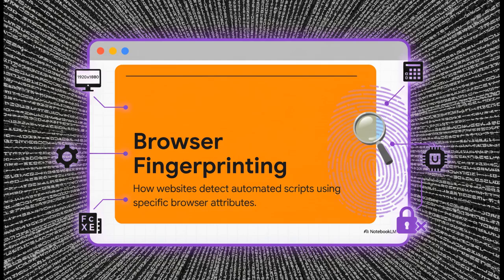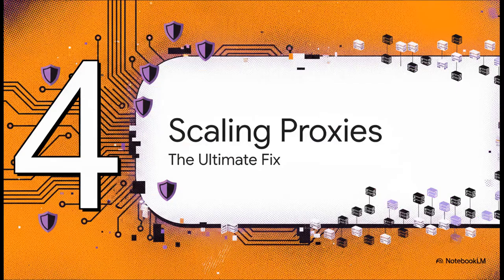Websites are analyzing your screen resolution, your installed fonts, your operating system, everything, to build a unique fingerprint. If your script screams automated bot, boom, you're blocked immediately. And that's exactly why advanced stealth tools like Playwright are mandatory for tough targets. Which brings us to Section 5, Scaling with Proxies, the ultimate fix.